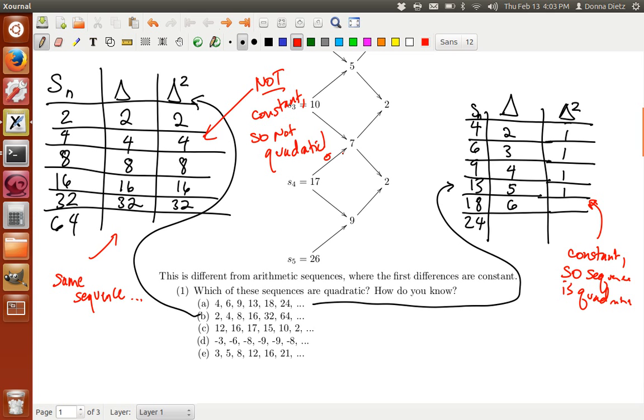Okay. Well, what about this one? What about this guy? What is the next one? 12, 16, 17, 15, etc. Let's make some room for this guy. Okay, here we go. 12, 16, 17, 15, 10, 2.